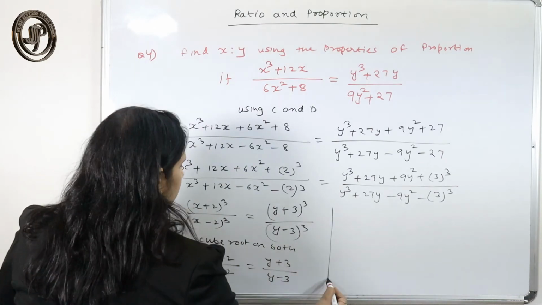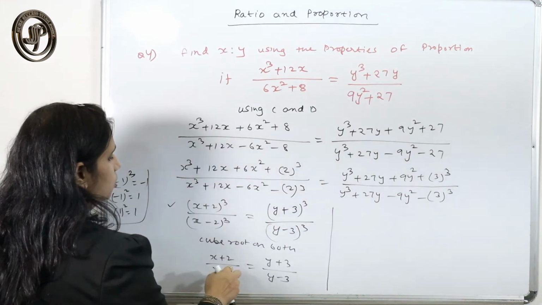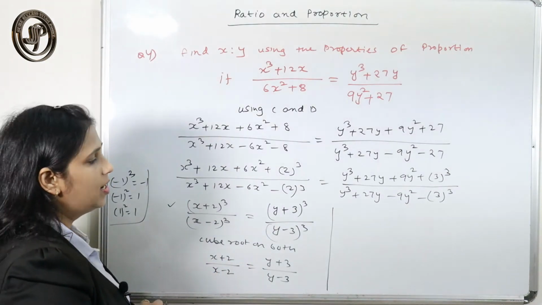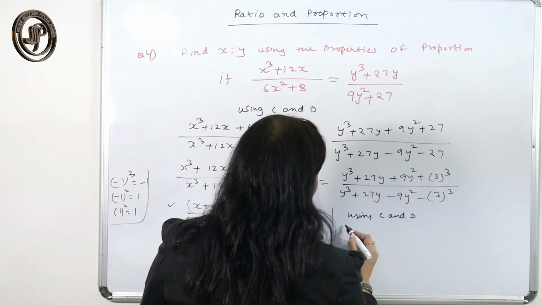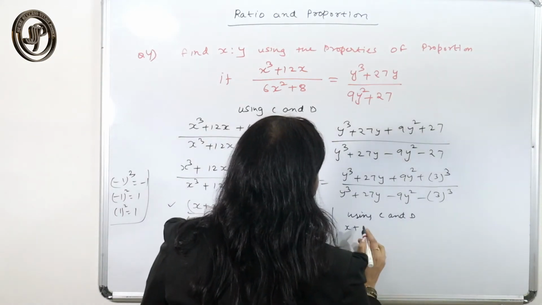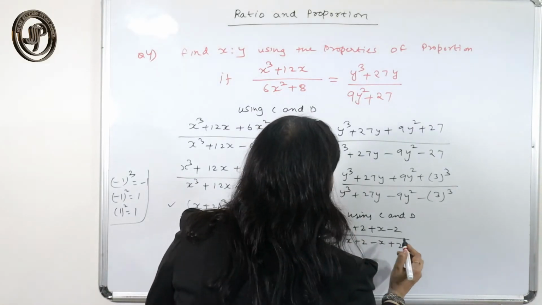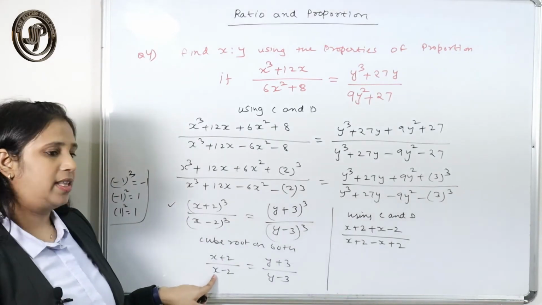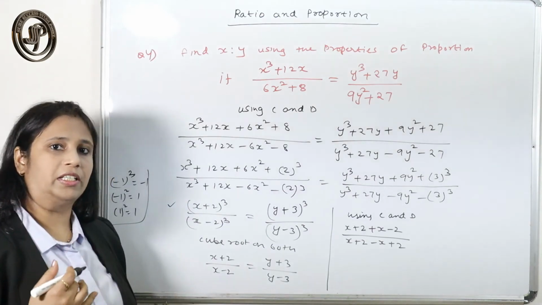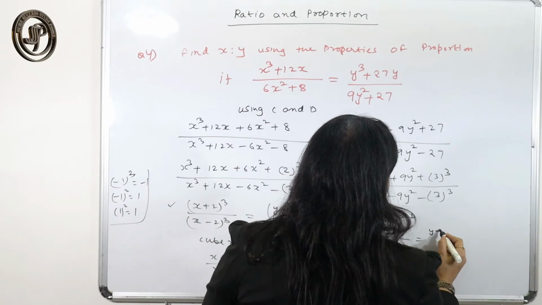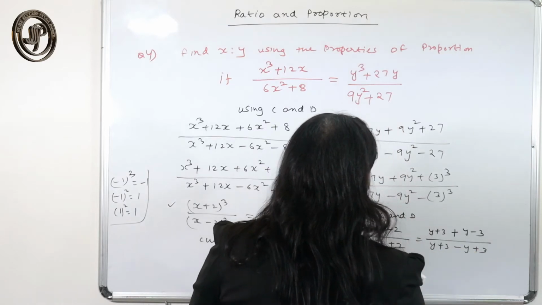Now you can use C and D again, that will become easier. Otherwise you can do the cross multiplication here to find the x's to y. So I am going to use C and D. When we use C and D here again, numerator plus denominator, numerator minus denominator. See, here I have changed the sign. The sign of both will change here. Numerator plus denominator, numerator minus denominator. Here also numerator plus denominator, numerator minus denominator.